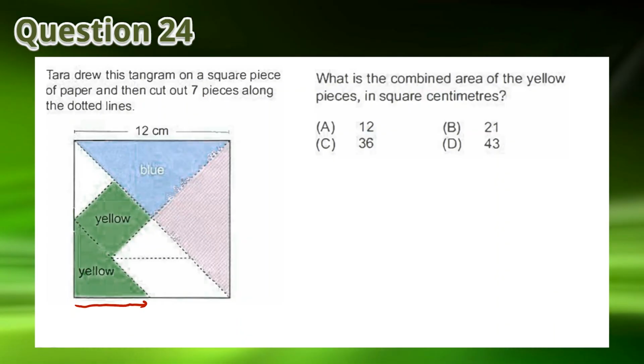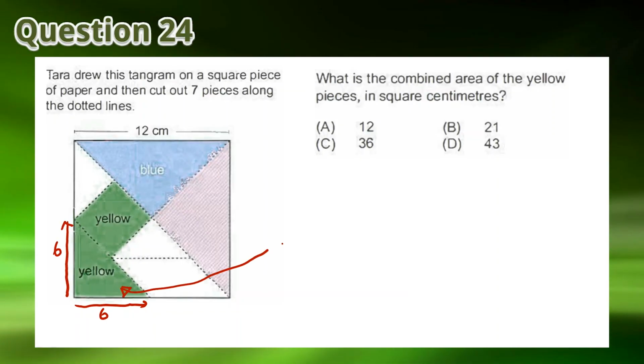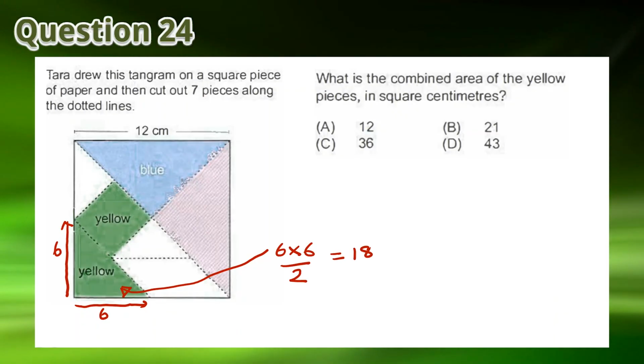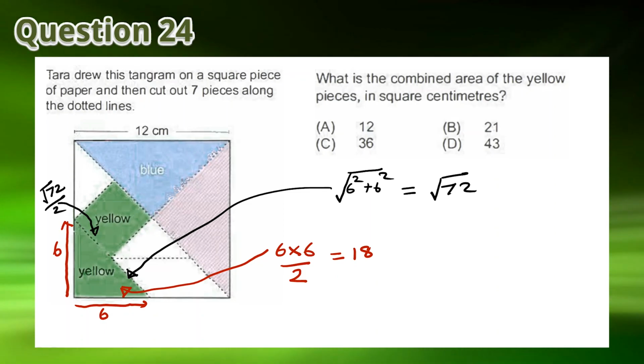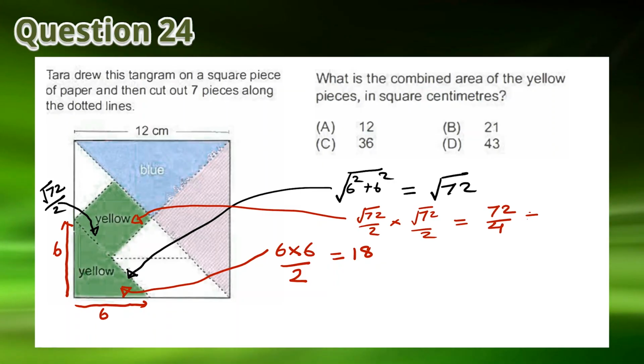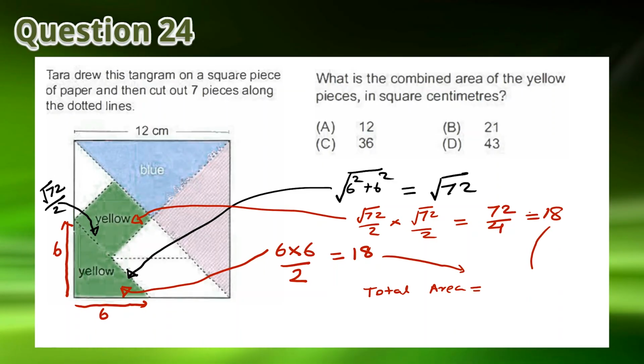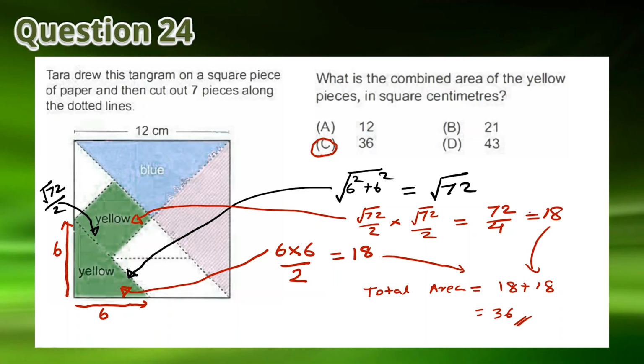Half of one side of the square is 6 centimeters, so the yellow triangle has sides of 6 centimeters length. So the area would be 6 squared divided by 2, which is 18 centimeters squared. Using the Pythagorean theorem, we can find the length of the yellow square. This would be the square root of 72 divided by 2. We can find the area of the square, which is 72 over 4, which is 18 centimeters squared. We have to add the area of the yellow triangle and the yellow square together, which is 18 plus 18, which is 36 square centimeters. So the answer is C.